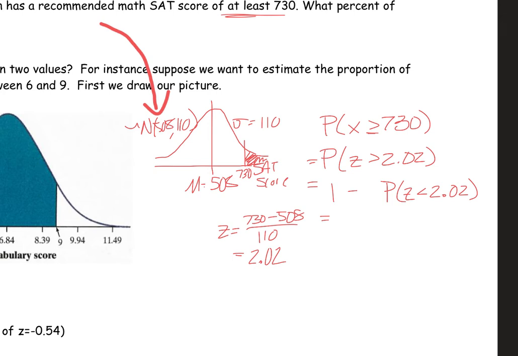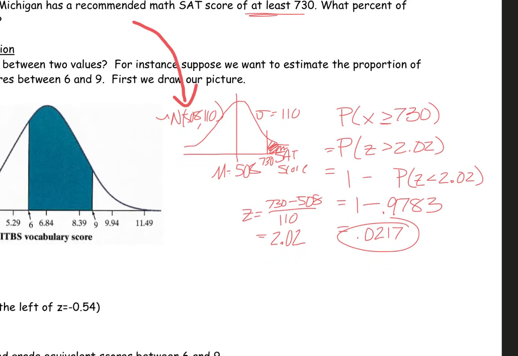Let's find that z-score, 2.02. It should be a pretty big probability here. So I'm getting about 97.83. So 1 minus 97.83. And so that's going to leave us with about 2.17%. So yeah, a pretty low amount of students, right, would achieve that score.